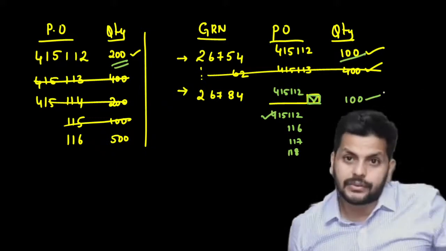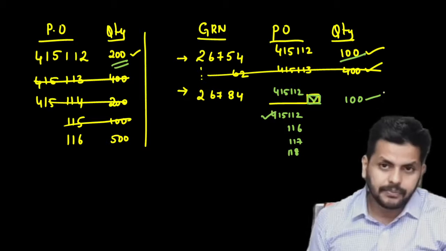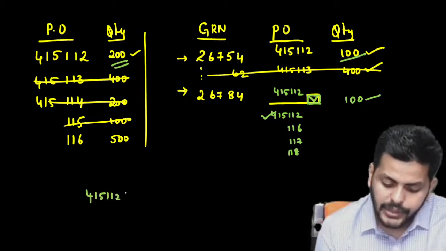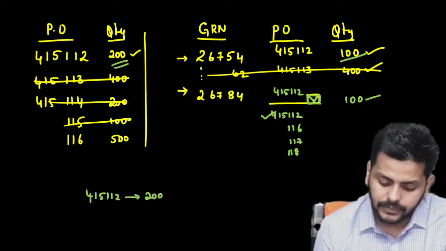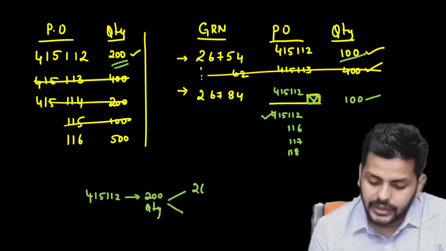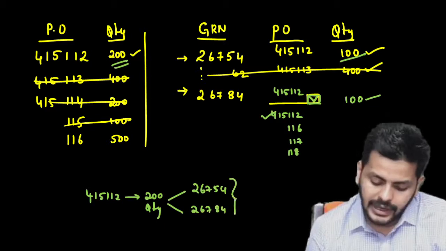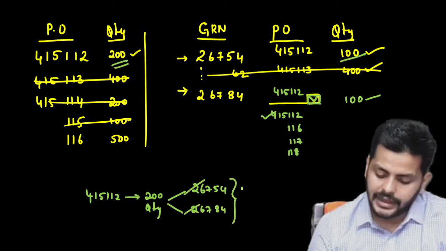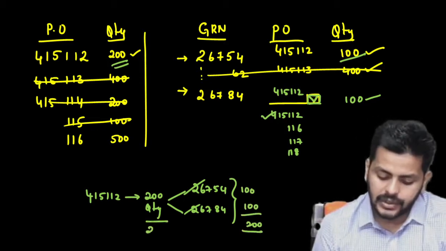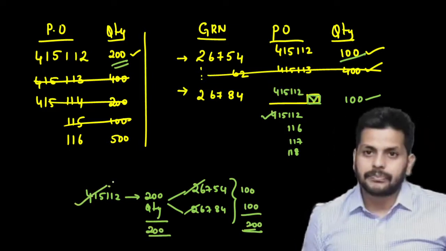Tomorrow when the auditor comes, he checks whether the goods are received against a PO correctly. So if this cross verification is done: PO 415112 had 200 quantity, and this 200 quantity was received via two GRNs. One is 26754 and one is 26784, and these two GRNs had 100 each. So the total quantity of 200 matches, and the order quantity was 200, matching. So that's how this purchase order gets fulfilled and closed.